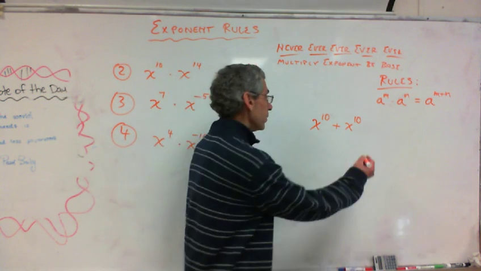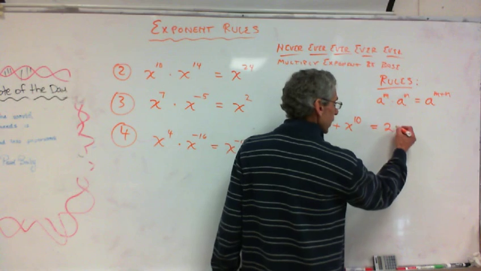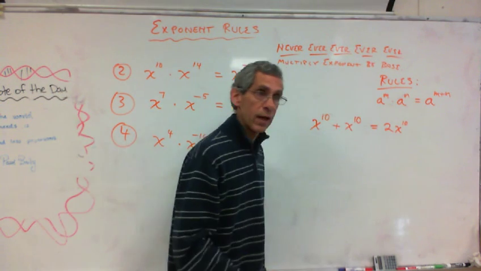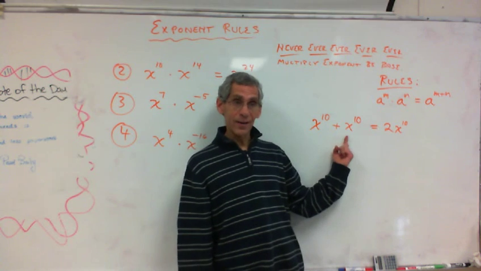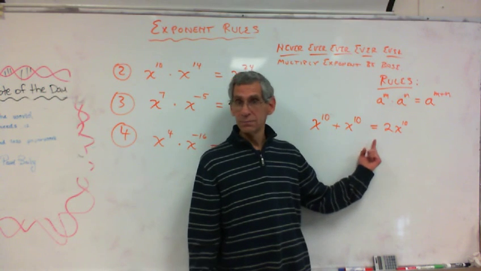I have 2 of them. So I can write it as 2x to the 10. I have 1x to the 10, and somebody else gave me another x to the 10. I have 2x to the 10, right? Easy, right?